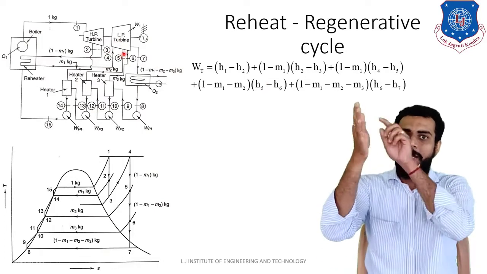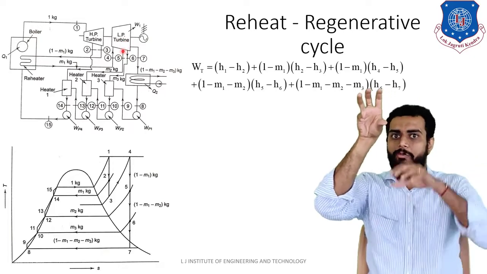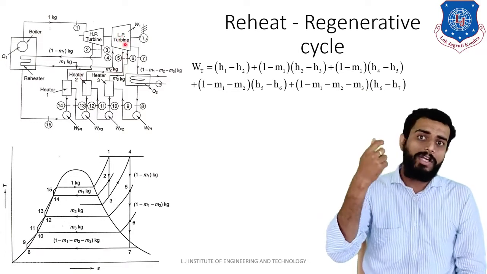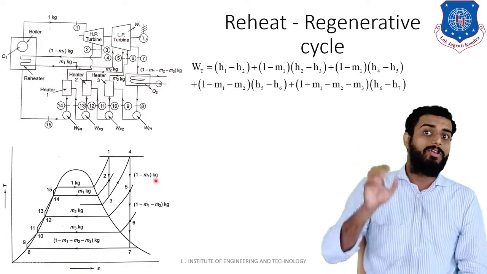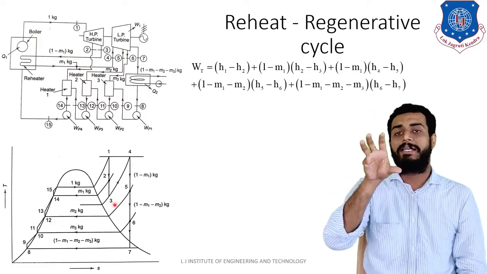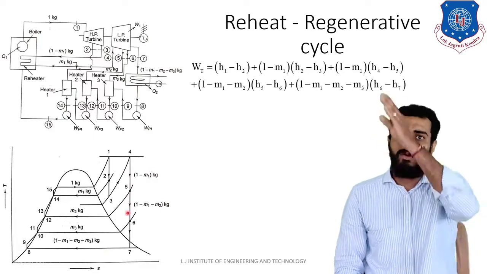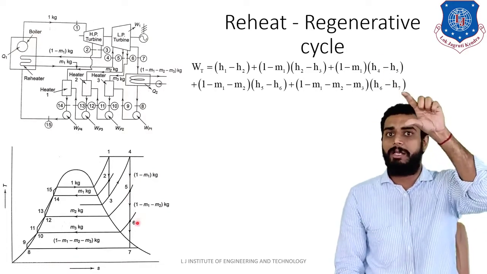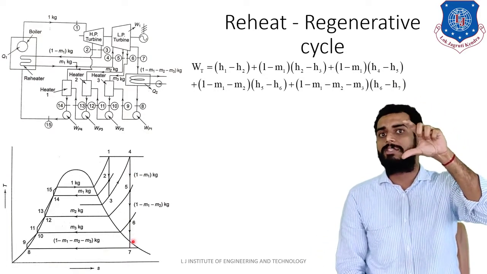Further, from 5 to 6, how much mass do you have? Now see, from 1 minus m1 kg mass in the turbine, you are extracting m2 kg. So now what are we left with? 1 minus m1 minus m2 kg. If it is not clearly understandable, then you can also refer to the TS diagram, because there you will get a clear-cut idea of how much mass is remaining in the turbine. Observe the straight vertical lines in the TS diagram. You will have a clear picture of how much mass there is during each process.